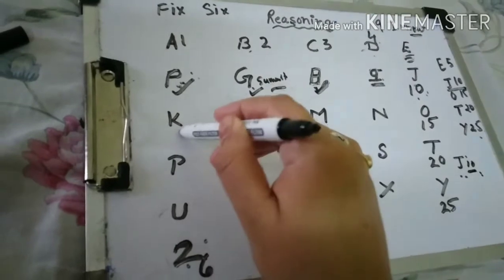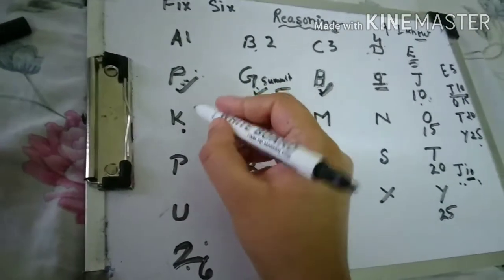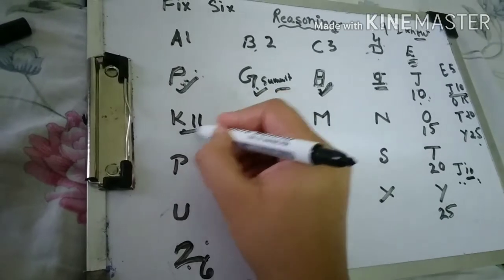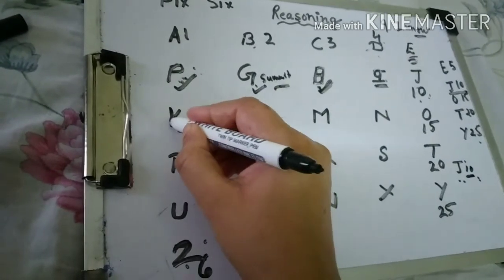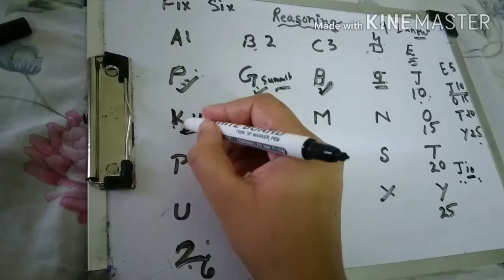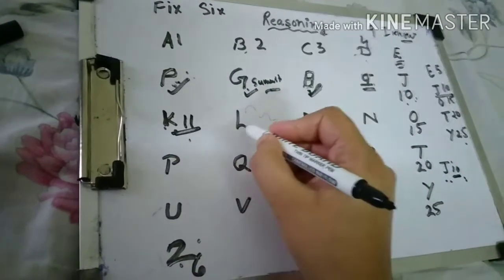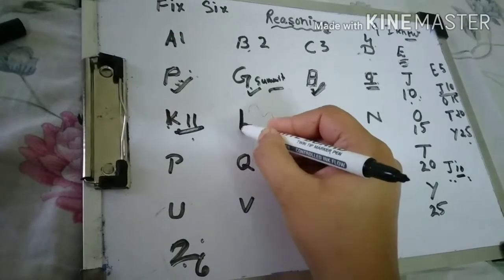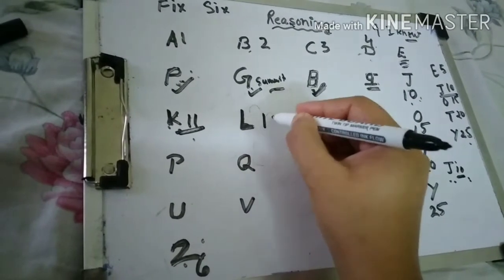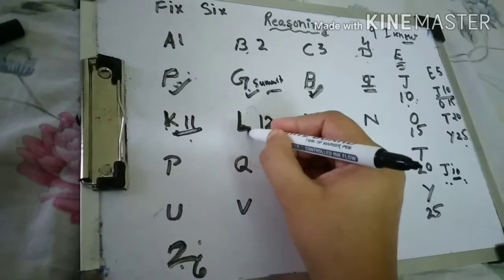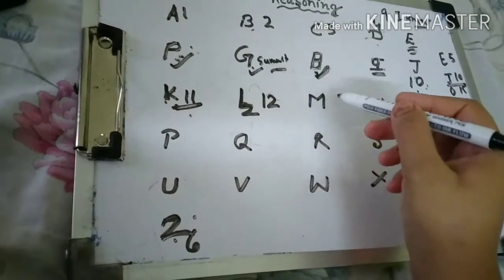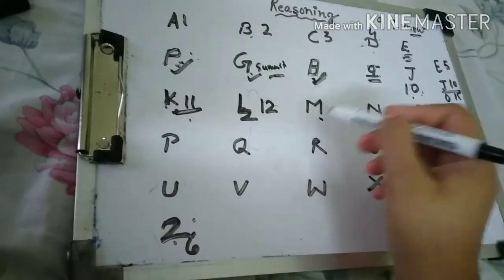The K, you can see very simple, if we join these two lines it becomes 11. This is one line, 1, and this is another 1 here, so 11. L is 2 straight lines. How many straight lines? 2 straight lines. So 1 and 2, otherwise you can make a number here also to remember in your mind. That's 1 and 2, 12. L stands for 12.